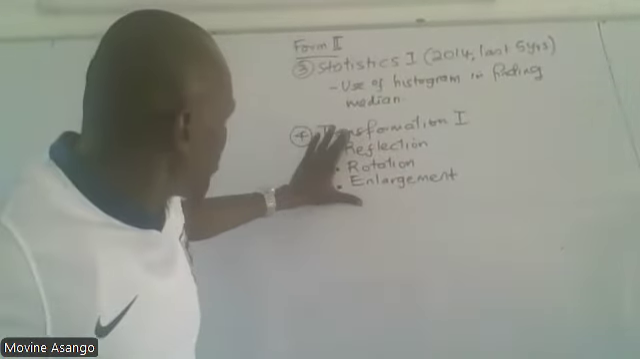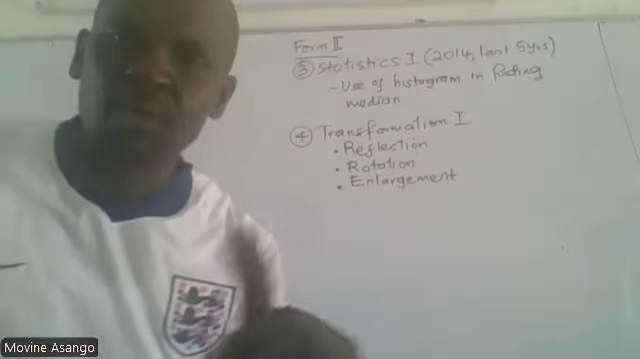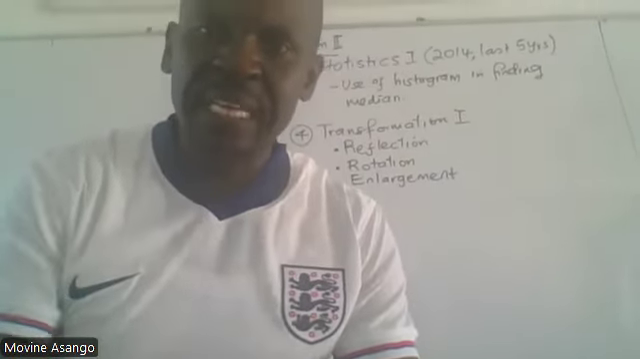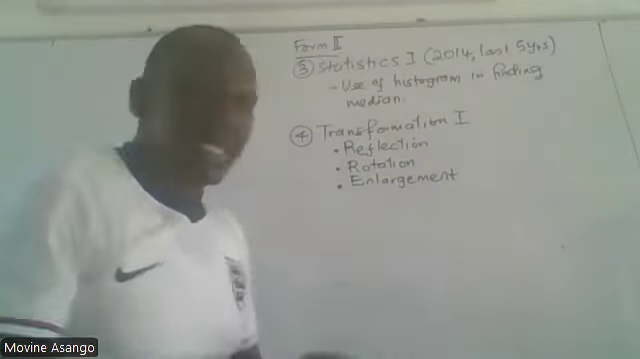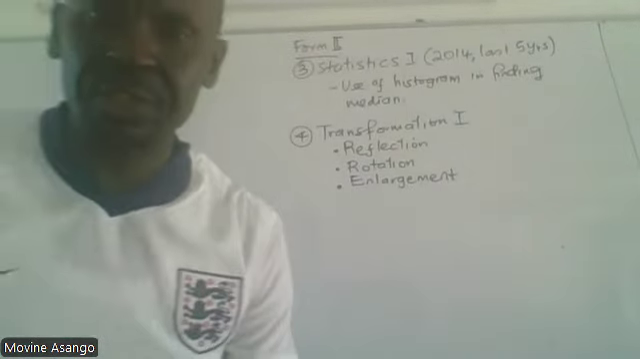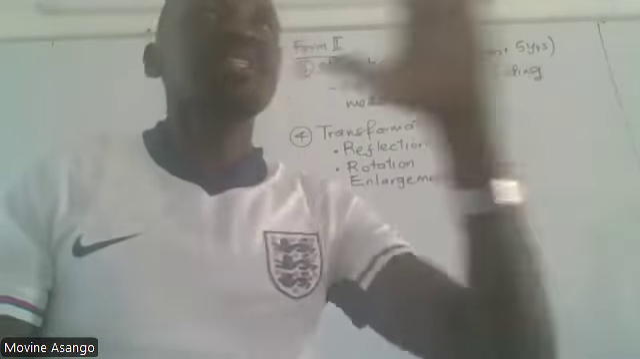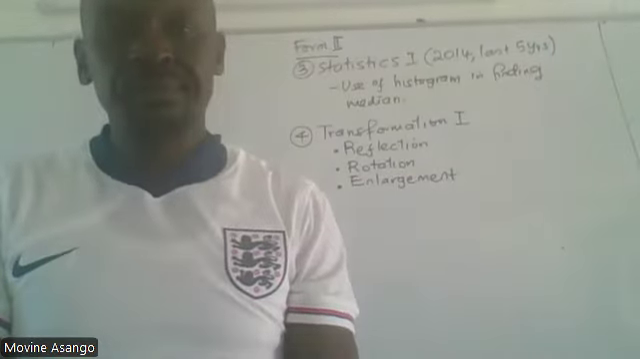These areas we are looking into, reflection. Can you reflect an object on a given line? That's the first question. Another question, can you describe a reflection? How do you describe a reflection? By saying reflection in the line, then you state the equation of the line.